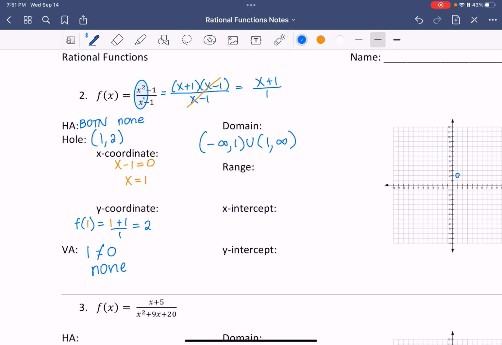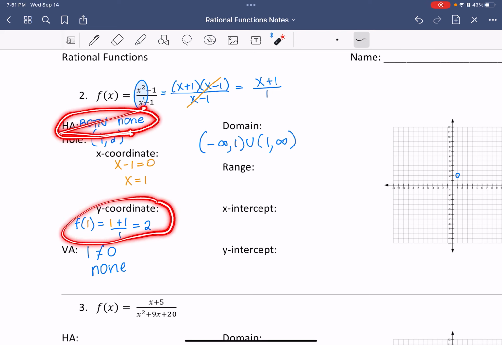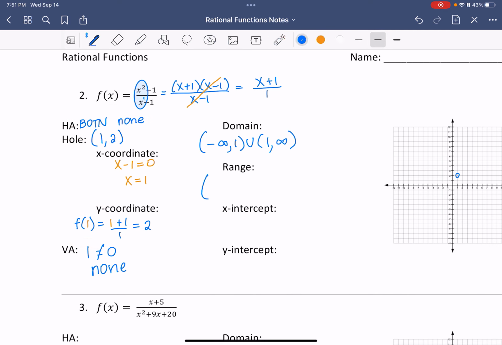For the range, it's usually all real values except the y-coordinate of the hole and except the horizontal asymptote. But we don't have one of these, so we're just going to do everything except 2. So negative infinity to 2, union 2 to infinity.